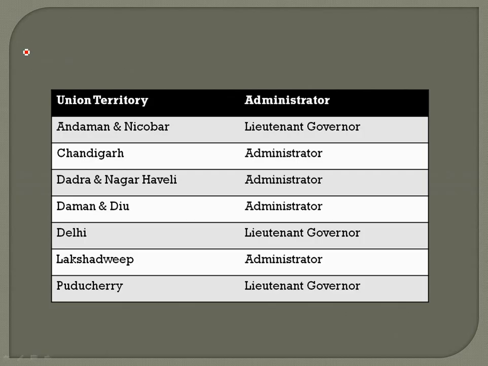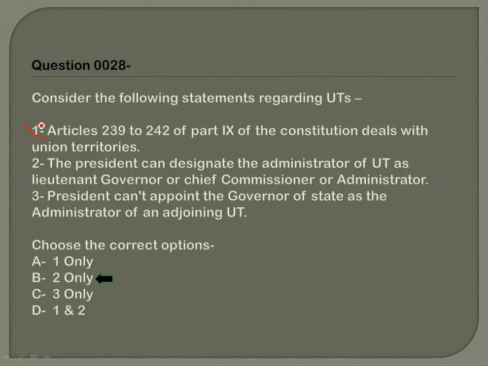The second statement is correct because the President can designate the administrator of UTs by any name. Here are the union territories, and these are their administrators. In Andaman and Nicobar, in Delhi, and in Puducherry, it is Lieutenant Governor. In Chandigarh, Dadra and Nagar Haveli, Daman and Diu, and Lakshadweep, these are called administrators. First and third statements are wrong and only the second is correct. So option B will be correct.